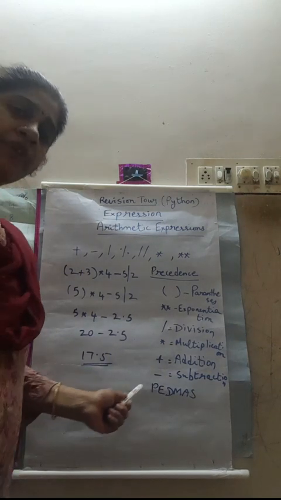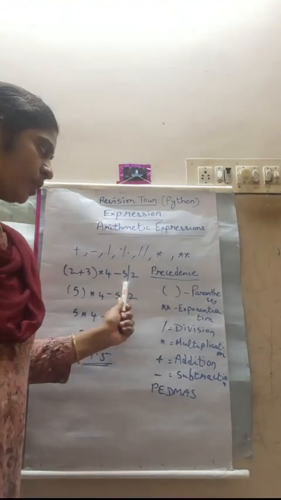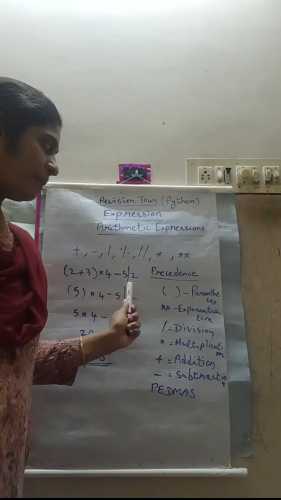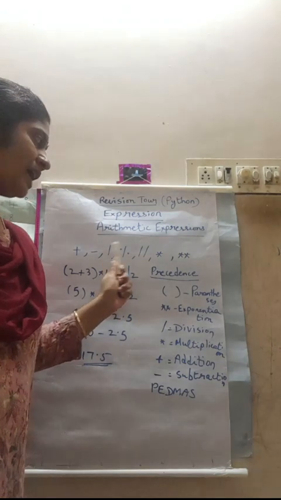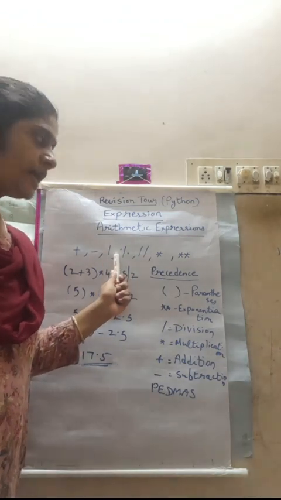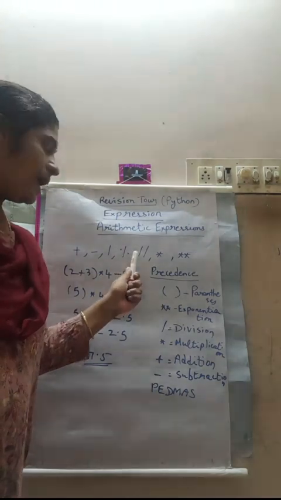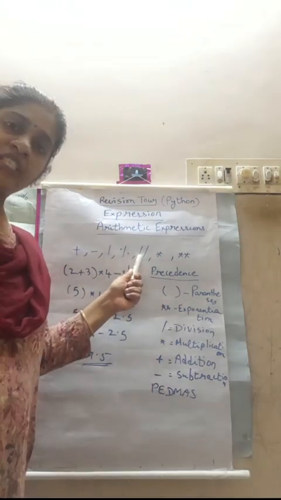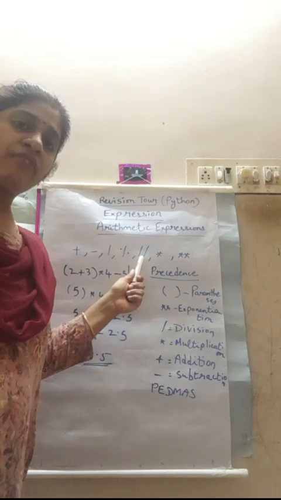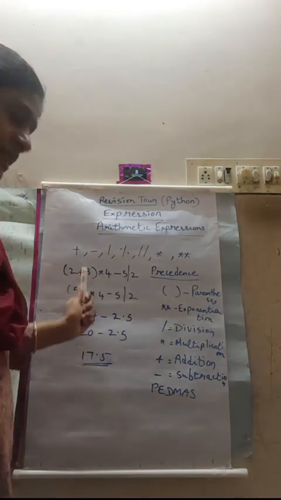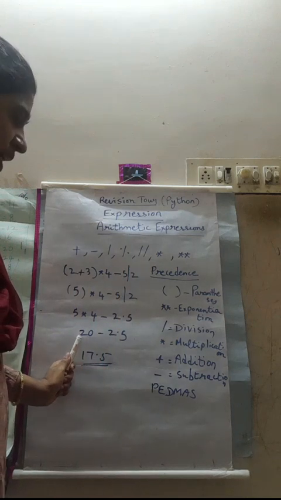The output will be in floating point, because division always returns the value in floating point. Division and modulus both return the output in floating point type, and this one is floor division, which will return the result in the form of integer division. Okay, so this is the order of precedence it follows.